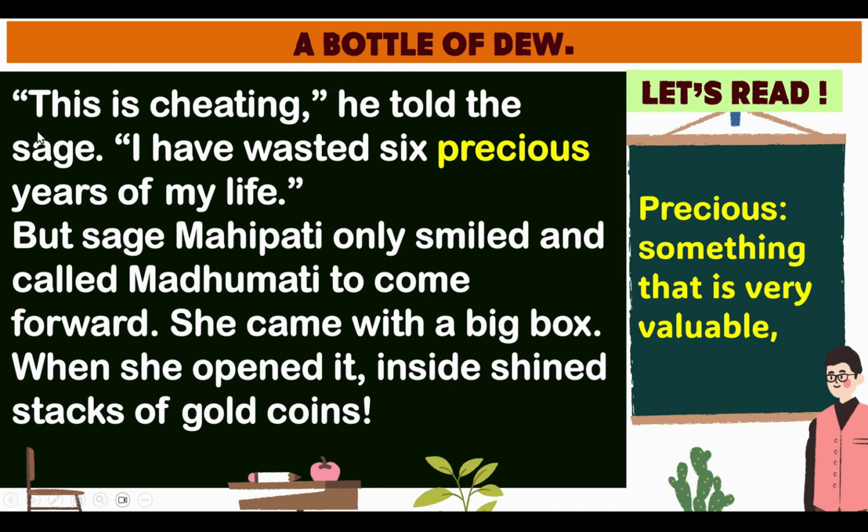So when nothing happened, Ramanatha felt very disappointed, frustrated, and he said, "This is cheating, and I have almost wasted 6 precious years of my life." But looking at his face, the sage simply smiled at him, and he called Madhumati. And Madhumati came with a big box. When she opened it, inside there were a lot of gold coins. Now let's see what happened.